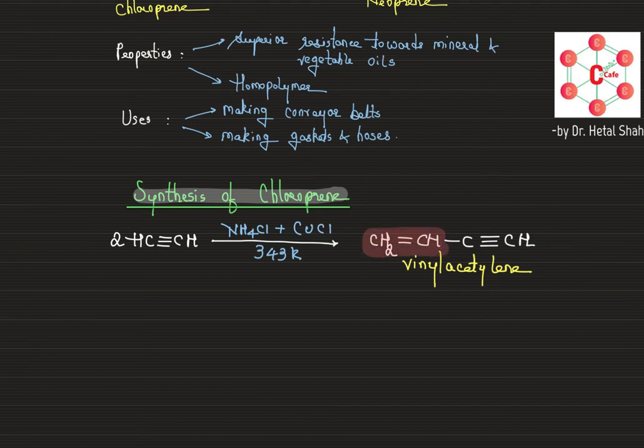And now this vinyl acetylene is treated with HCl as per Markovnikov. And you will have the triple bond being attacked. C gets Cl. And this is your chloroprene that you get.